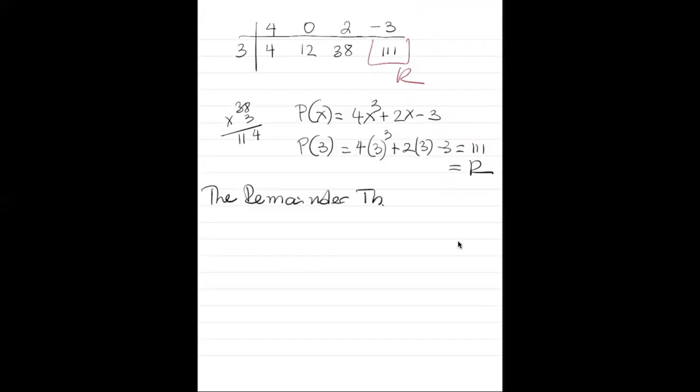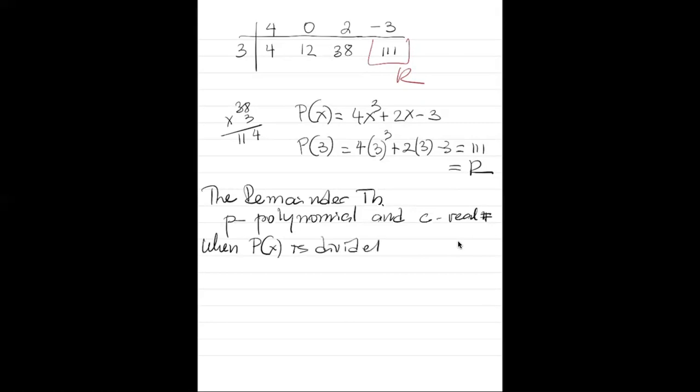The remainder theorem says if p is a polynomial and c is a real number, when p of x is divided by x minus c, the remainder R is p of c. And that's exactly what we noted here in the last example.